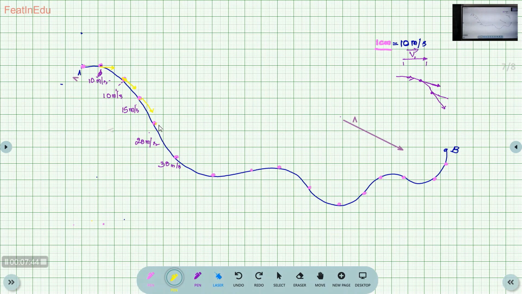And this point is 20 meters per second. What will you do? 2 centimeters. So you will draw a line tangential to this curve. See here, tangential to this curve means this line is straight here. So the tangent to a straight line will be what? Will be the line itself. Correct?